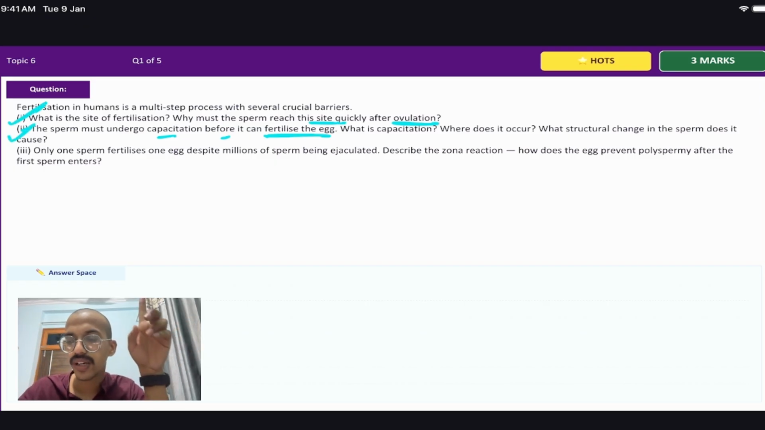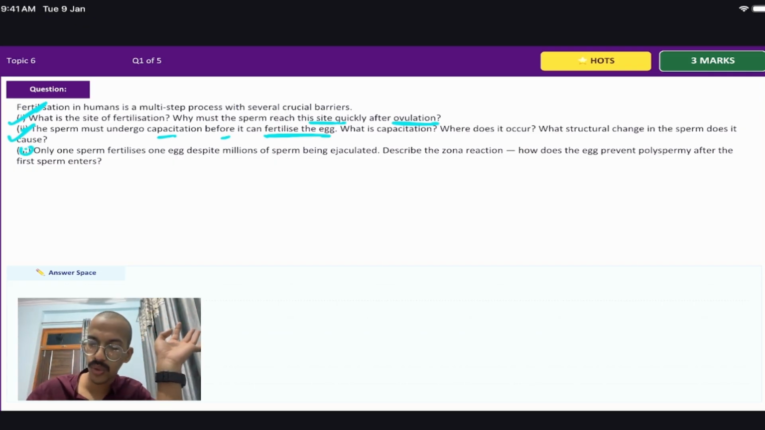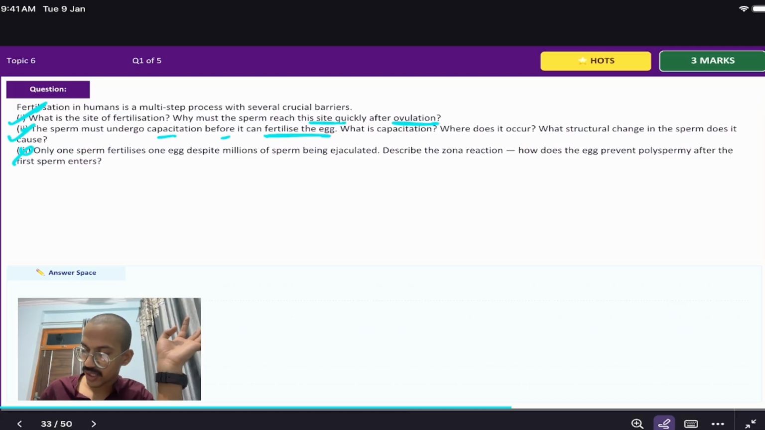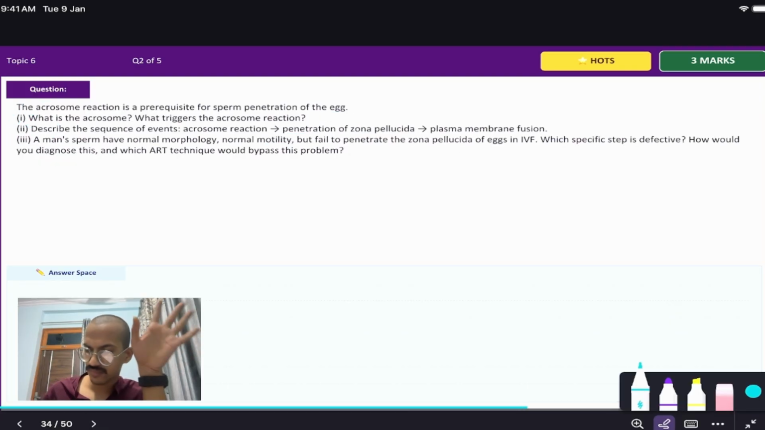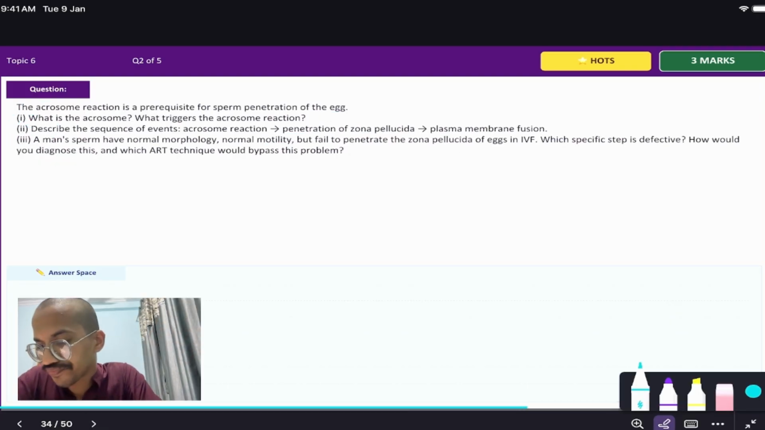Only one sperm fertilizes the egg despite millions of sperms being ejaculated. Describe the zona reaction and how it prevents polyspermy. Okay, this is the polyspermy topic which is beyond NCERT at your level, so we are not going through it. You can leave it. This is for the NEET level, not for the board examination.